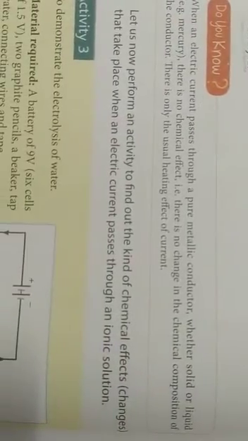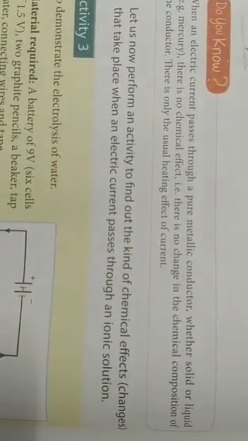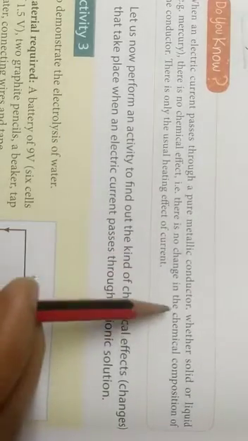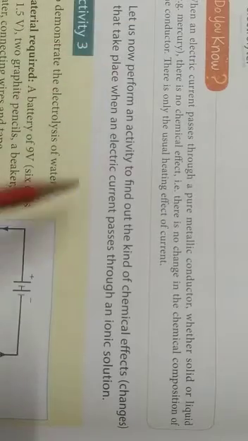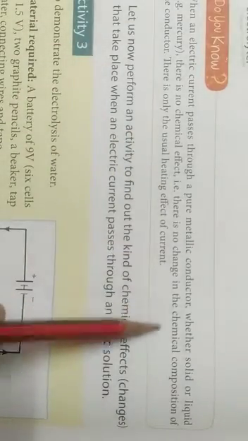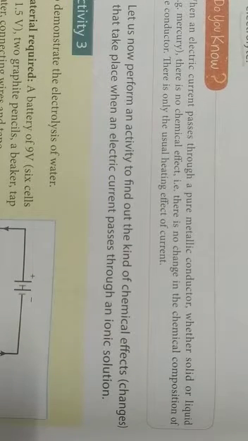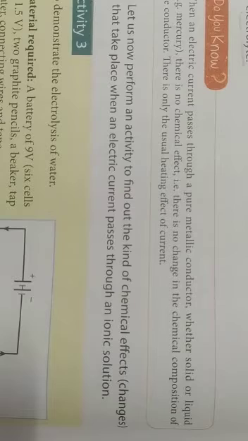After that, do you know? When an electric current passes through a pure metallic conductor, whether solid or liquid, for example mercury, there is no chemical effect. That is, there is no change in the chemical composition of the conductor. There is only the usual heating effect of current.